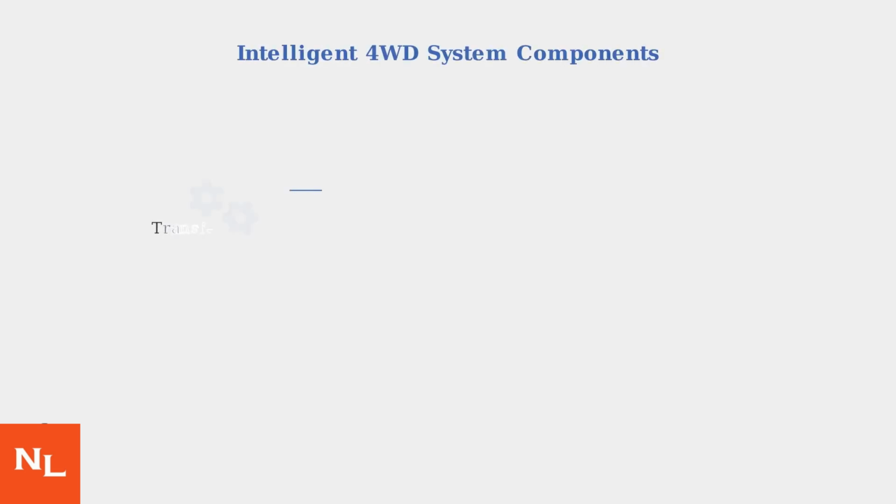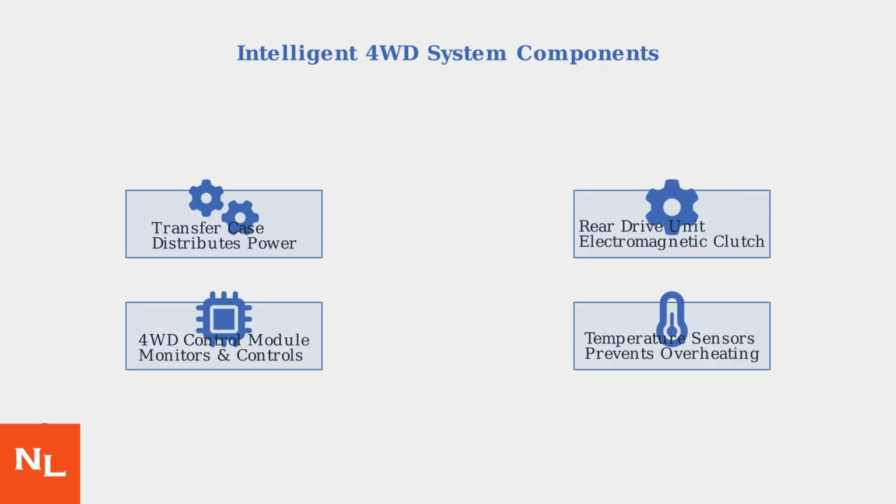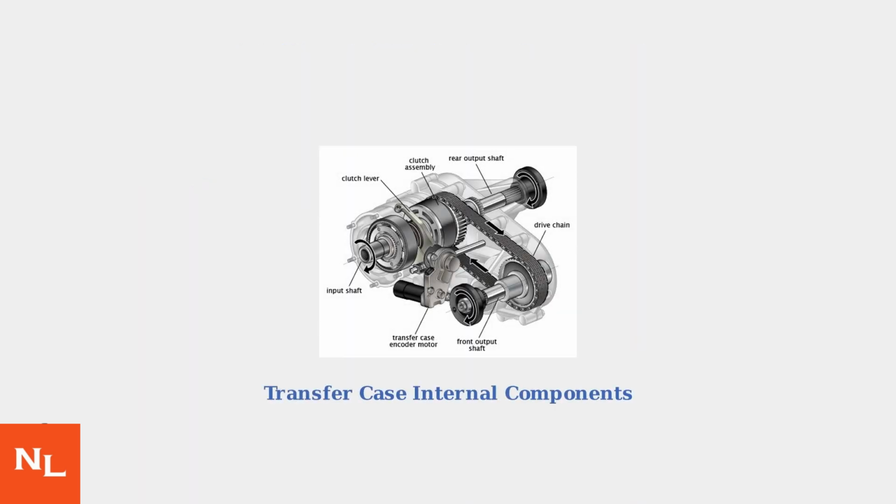The transfer case electronically distributes power between front and rear wheels. The rear drive unit contains an electromagnetic clutch for engaging rear wheels. The control module monitors wheel slip, steering angle, and throttle position, while temperature sensors prevent overheating during operation. Here's a detailed cutaway view of a transfer case showing the internal components, including the input shaft, clutch assembly, drive chain, and output shafts that work together to distribute power.